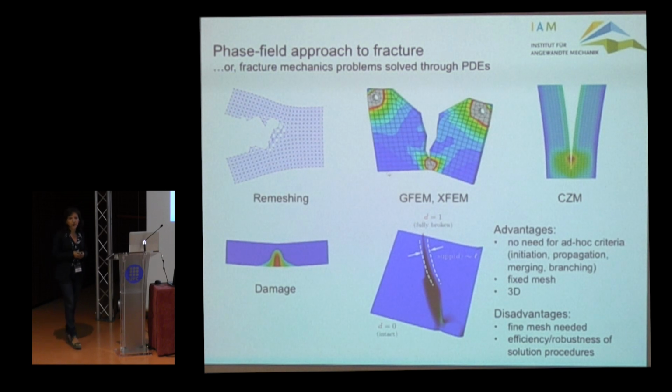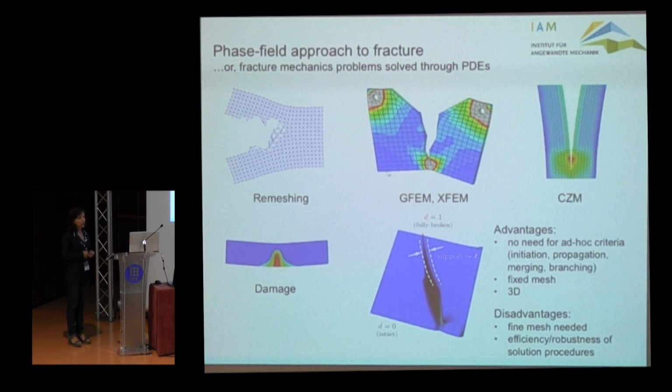The most striking advantage in my view is the great flexibility. You don't need any ad hoc criteria. Once you have your energy functional, you can basically deal with initiation, propagation, merging, branching of cracks, so with any arbitrarily complex topology of cracking, by just minimizing the functional, which means effectively by just solving PDEs. And so you can do this on a fixed mesh and in 3D without big trouble.